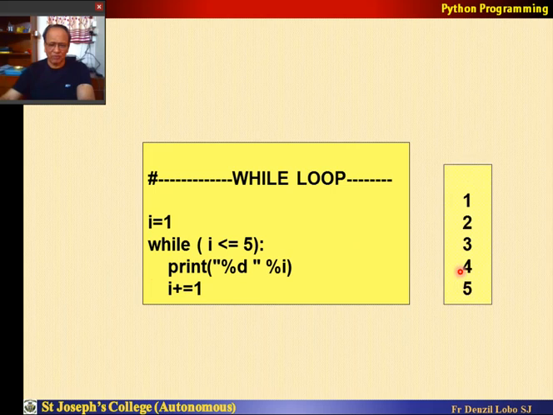So what is the output of this one? The output of this one is 1, 2, 3, 4, 5. This is going to print 1, 2, 3, 4, 5. So this is the output of a very simple Python program.